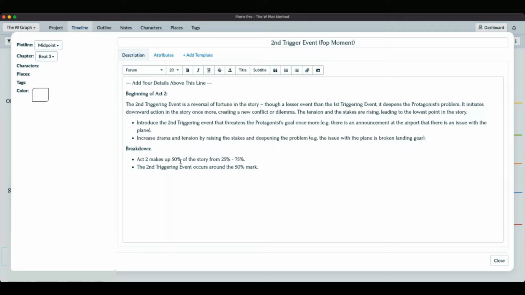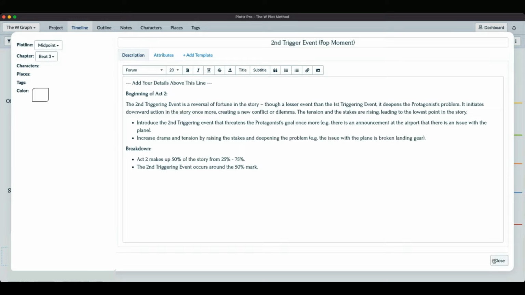Maybe his primary suspect wasn't even a suspect after all, or had an alibi, or didn't have a motive, something along that. It's downward action in the story again, and it's headed towards what we're going to see is going to be the lowest moment of the story. We're going to increase our drama and tension here by raising the stakes. And again, the problem gets deeper. So the relationship looks like it's not going to work because physical separation or some other kind of separation occurs, or something else basically shreds what we thought at the midpoint was going to be the protagonist's solution.